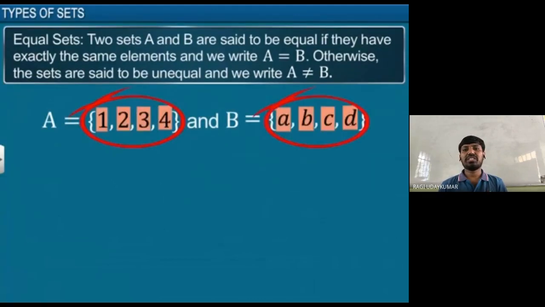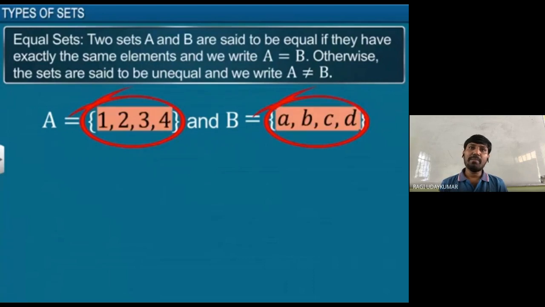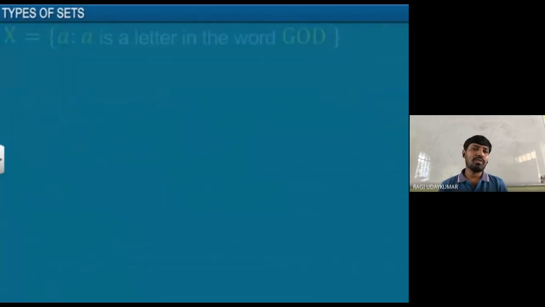Now, in this situation, A contains 4 elements and B contains 4 elements, but different elements. The number of elements is the same. Then these two sets are called equivalent sets. They are equivalent, but they are not equal.